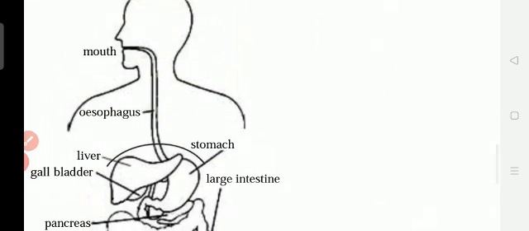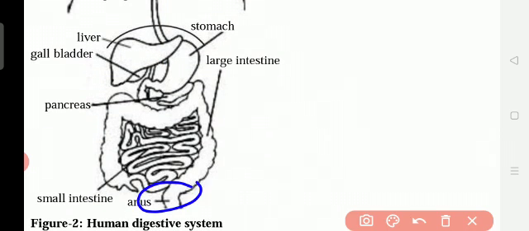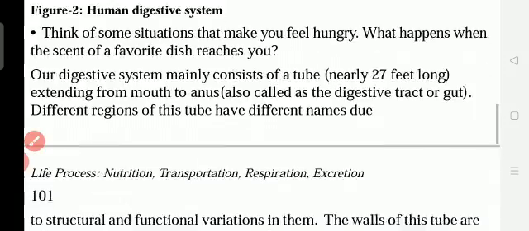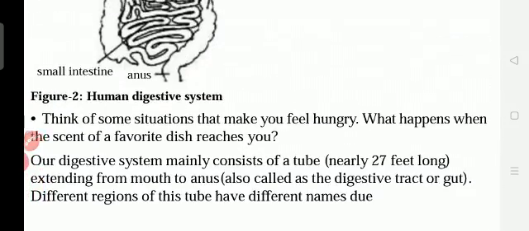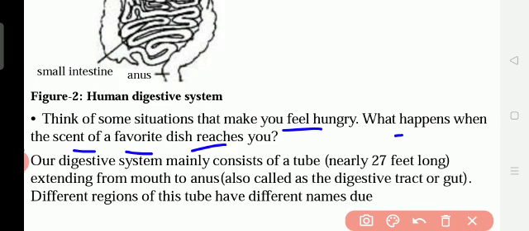Our digestive system starts with the mouth and ends where? It ends in the anus. Think of some situations. You feel hungry. What happens when the scent of your favorite dish reaches you? When the mother is cooking inside and we get the smell, we get so much saliva, that watery fluid in the mouth. And when we feel hungry, we feel the stomach paining. All these signals are given by the brain.